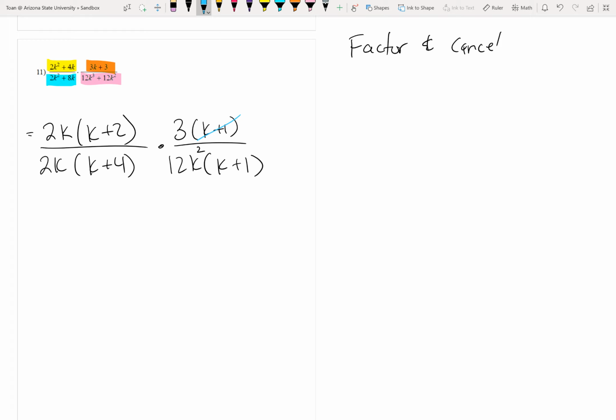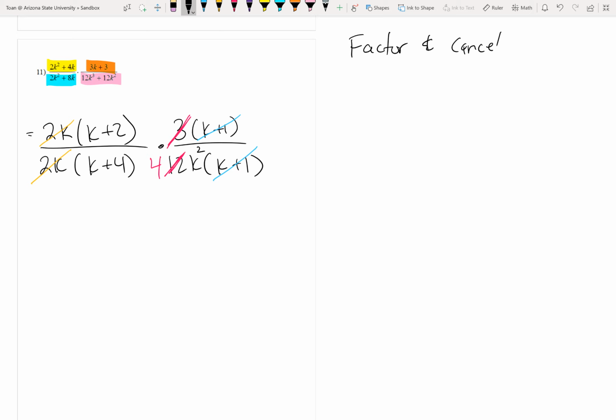We can cancel out the k plus 1s. I can cancel out the 2k's. Now the 3 and the 12, although I can't cancel them out completely, I can reduce them. So I can divide out a 3. So this 3 is gone, and this 12 becomes a 4. I believe that's all we can cancel.